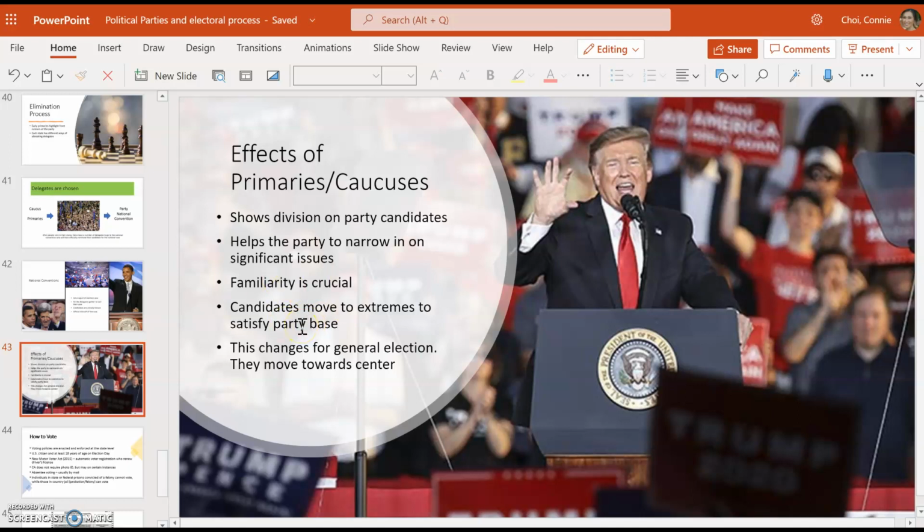Being familiar is crucial. Normally, like for Donald Trump, since he is an incumbent, he's familiar. Everybody knows him. So the primaries for him were a no-brainer. He was going to get the nomination because the Republican Party was going to back him up.